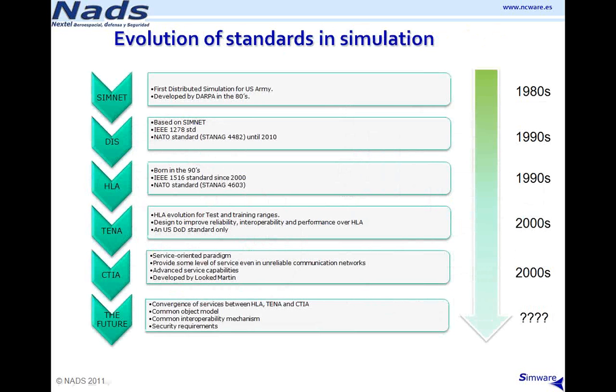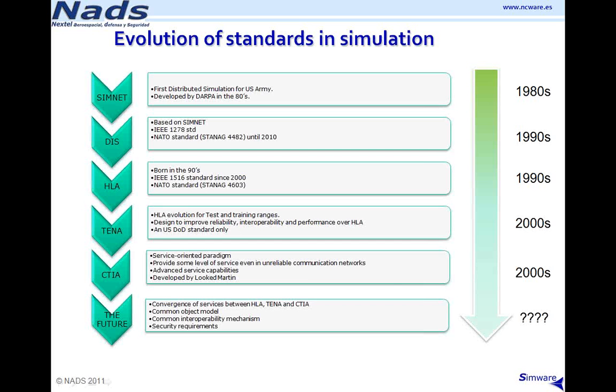Let's have some historical perspective. In the beginning, it was SimNet, Simulation Network, in the mid-80s. SimNet development was the first truly distributed simulation standard. Then, early in the 90s, it became DIS, Distributed Interactive Simulation, a standard based on SimNet. This was a NATO standard up to 2010, which shows its success.